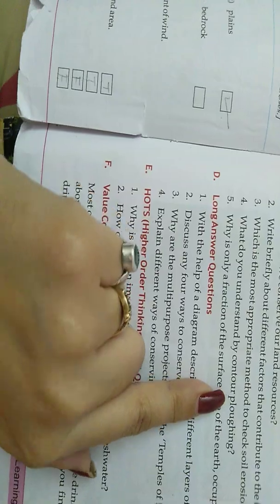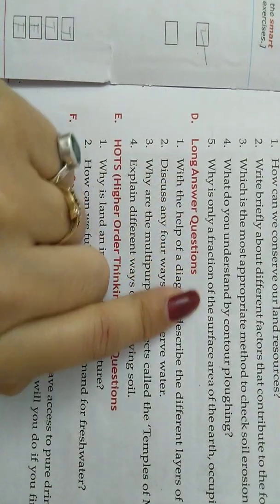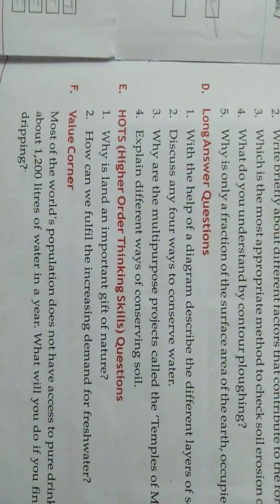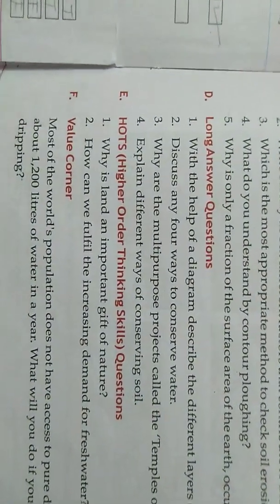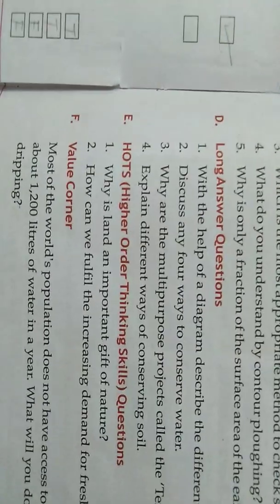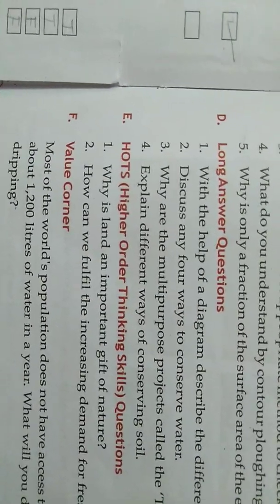Then you have to tell about contour ploughing. In this, you just have to explain it in a complete paragraph. What do you understand by this? Okay, then why is only a fraction of the surface area of the earth occupied by humus? You know that the topsoil is occupied by the humus, so you have to tell why that is. Because plants and animals die on the surface layer, that is the reason it is occupied by the humus. So you have to explain it. Okay, write in your language and then submit it to me. Okay, that's all.